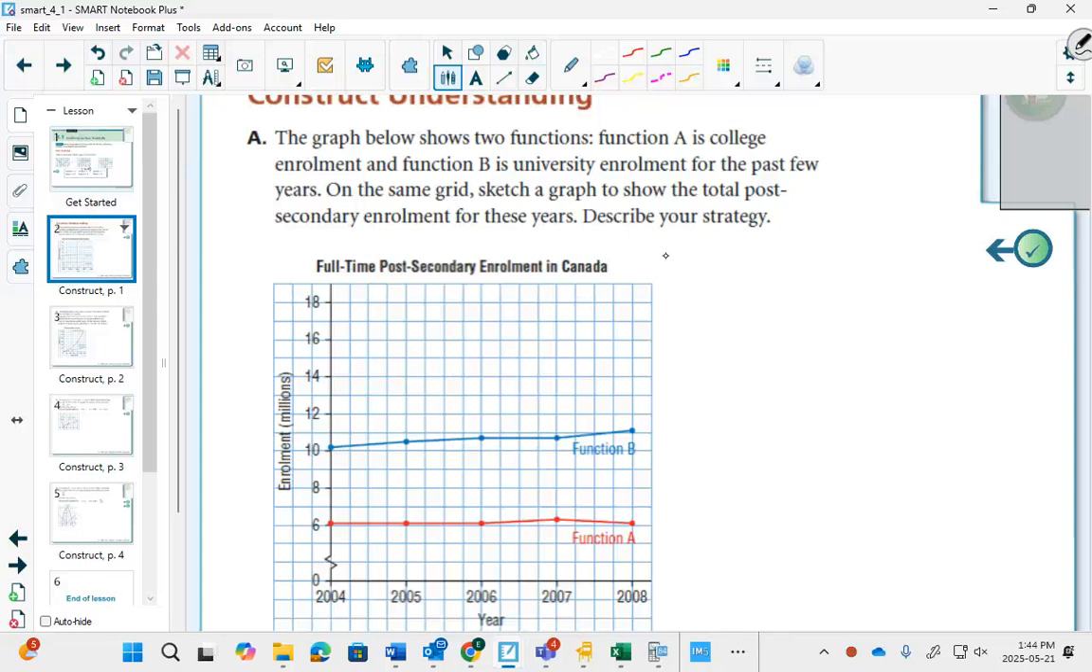Here's a context for adding graphs. The graph below shows two graphs, or two functions. Function A, or graph A there, is college enrollment in millions. So 2004, just over 6 million, and still, by 2008, still was just over 6 million.